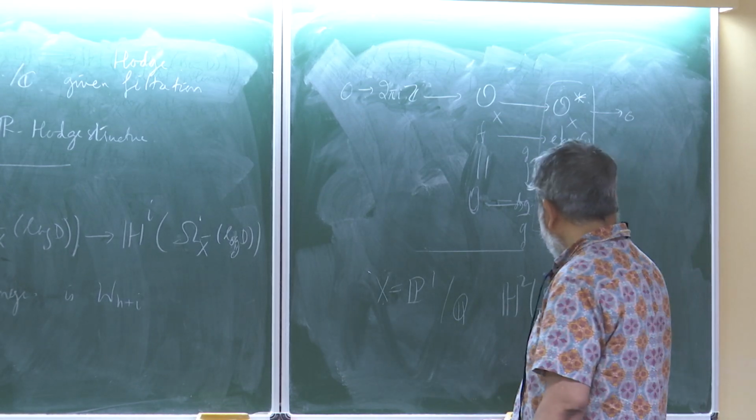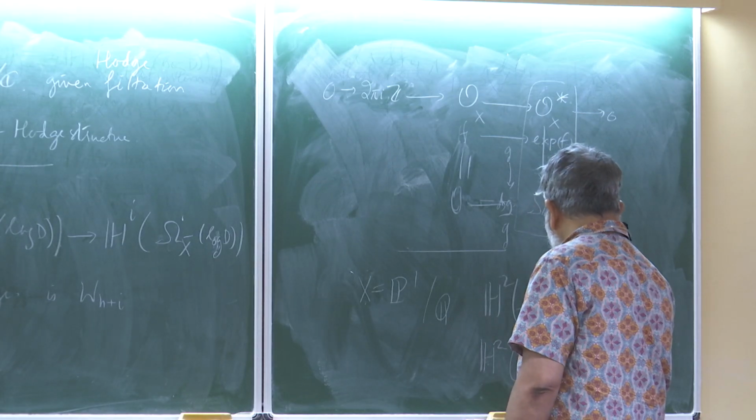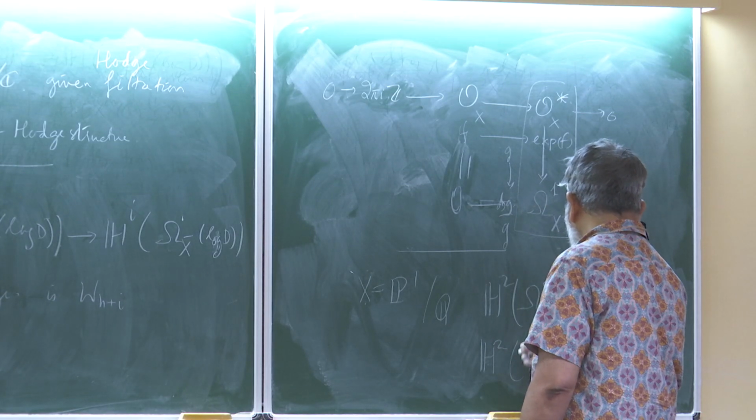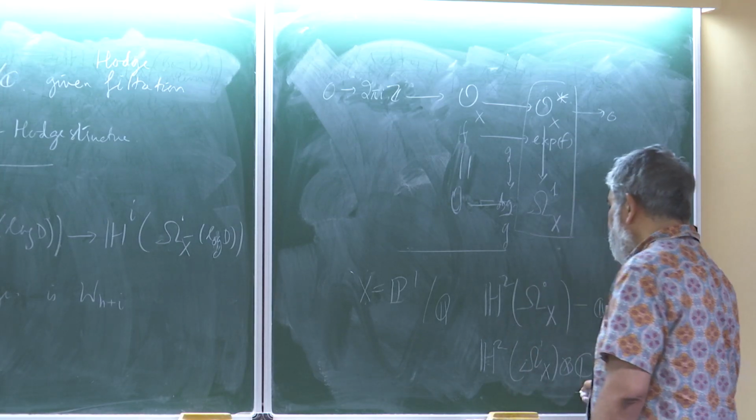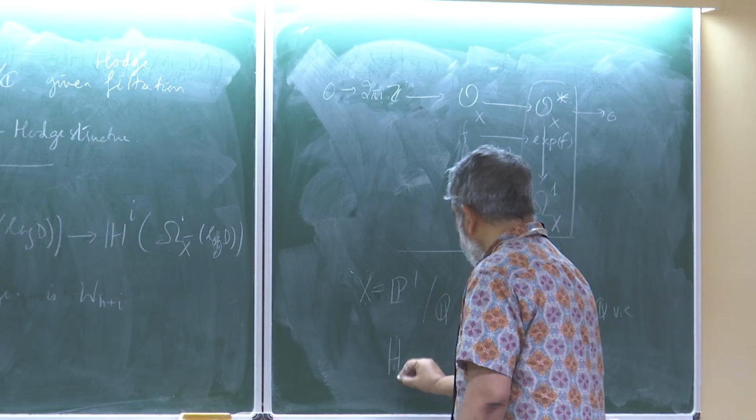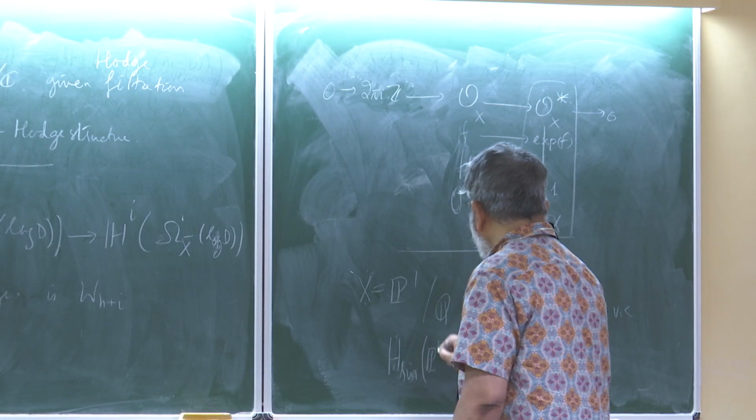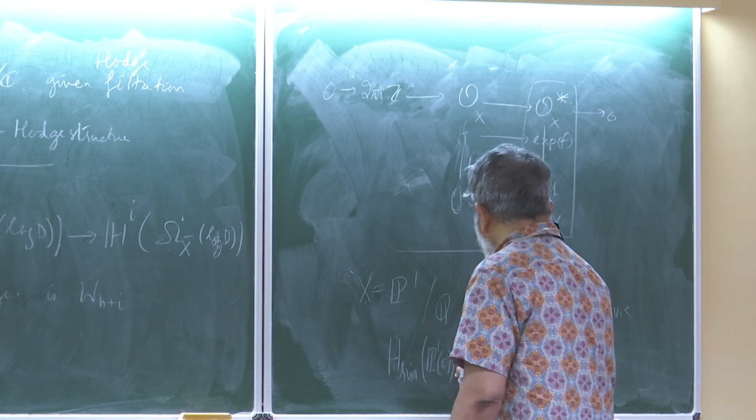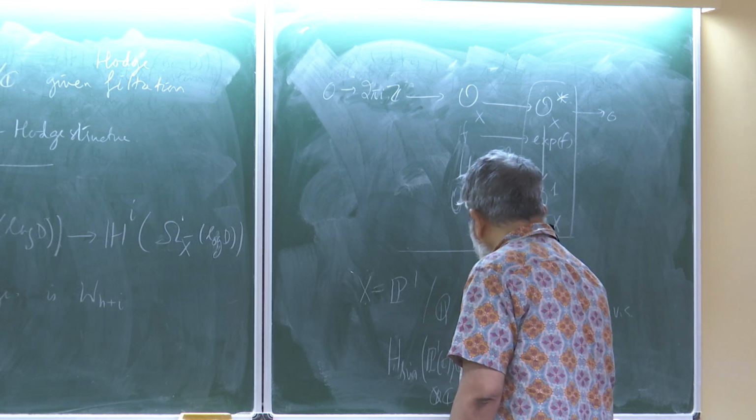On the other hand, if I tensor with C, this is also a C vector space, and as we just said, this is equal to the singular cohomology of P1 analytic with Q coefficients, tensor with C. And this is an equality.